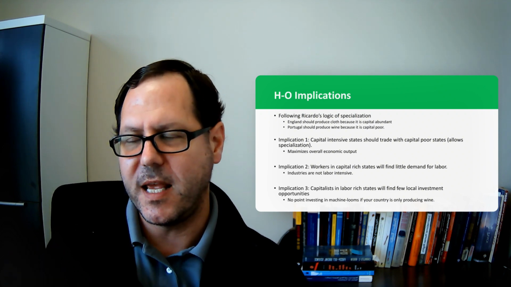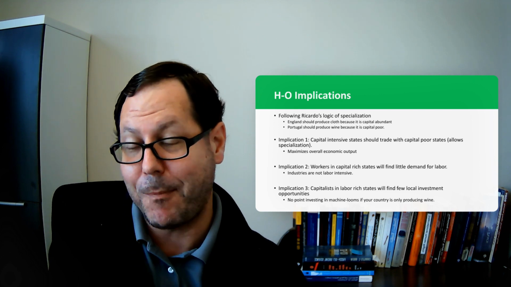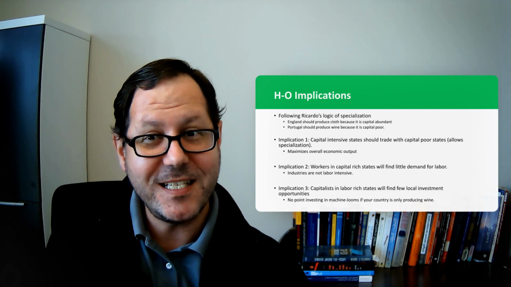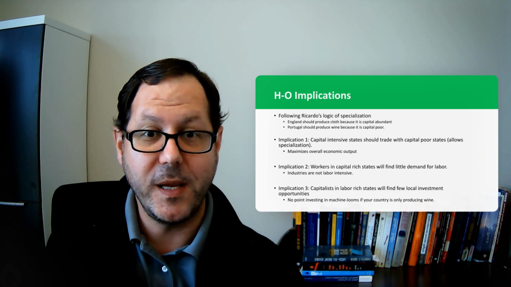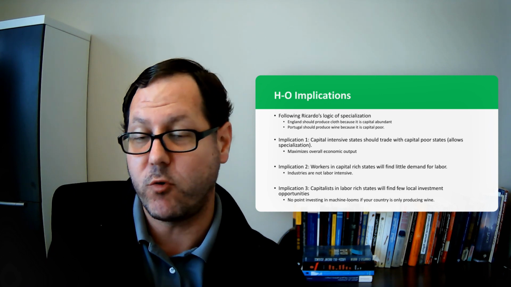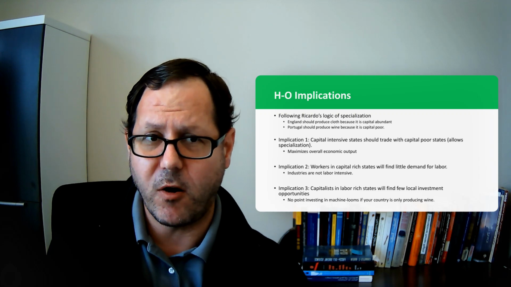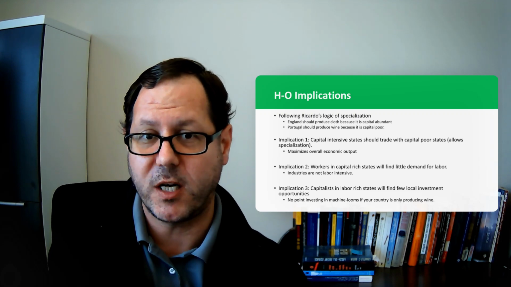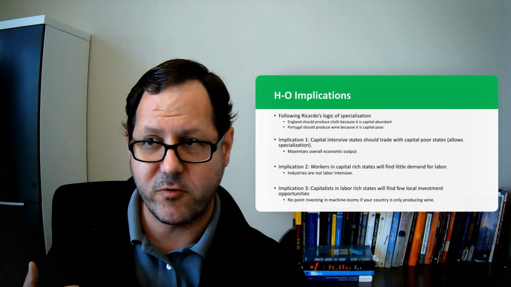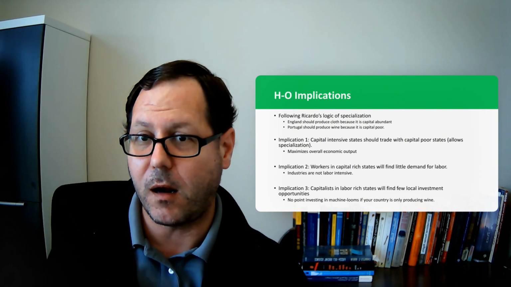Another implication is that if you are a worker in a capital rich state, there's just not as much demand for your labor because there's opportunities to replace labor with machines. And the industries that are successful in capital-rich economies are going to be industries in which there are lots of machines and not a lot of workers.